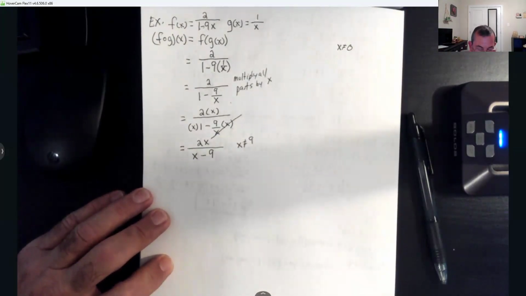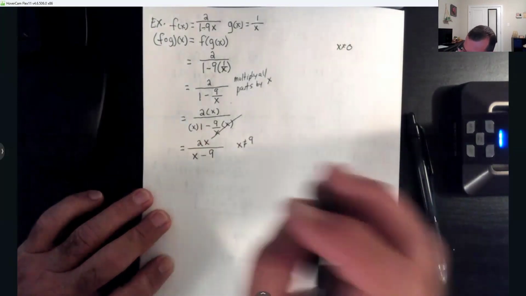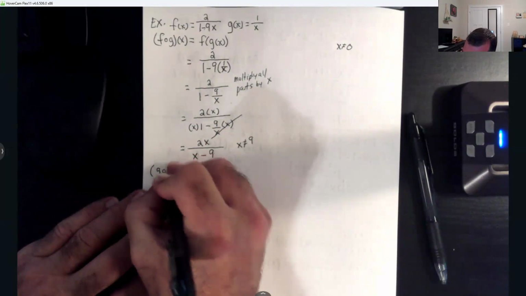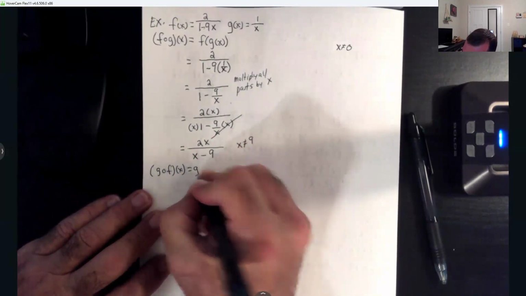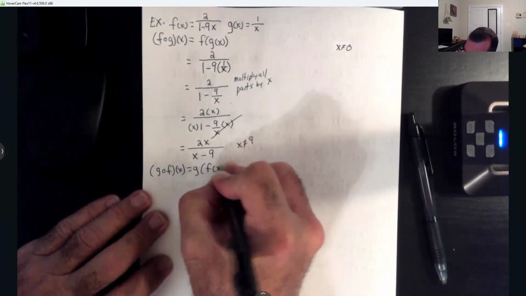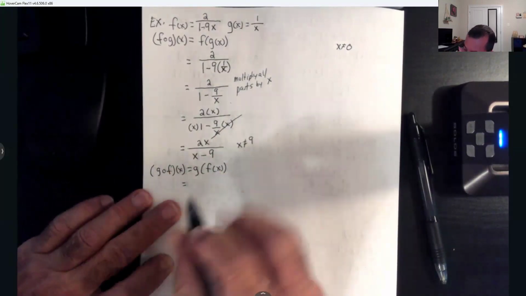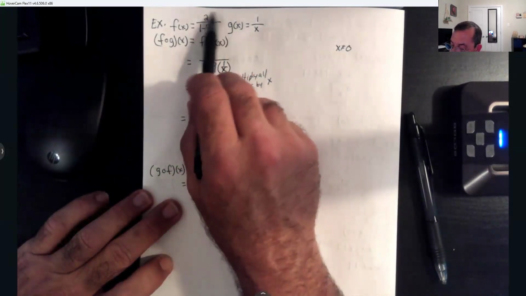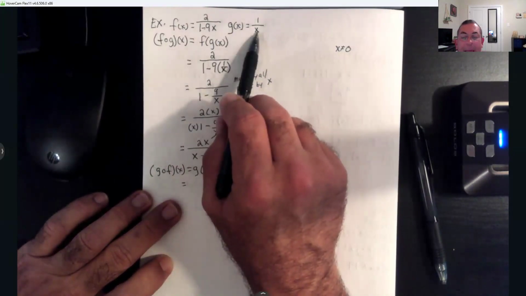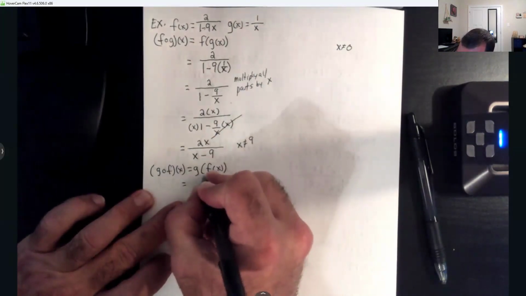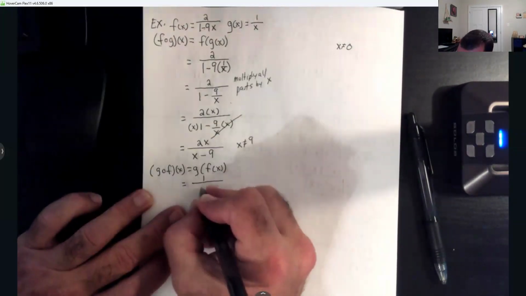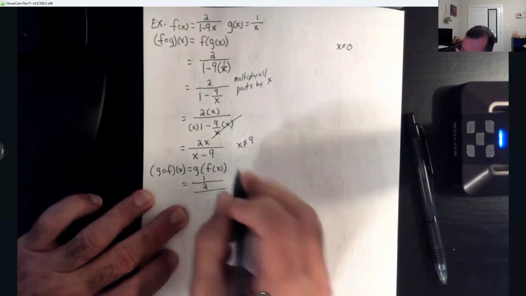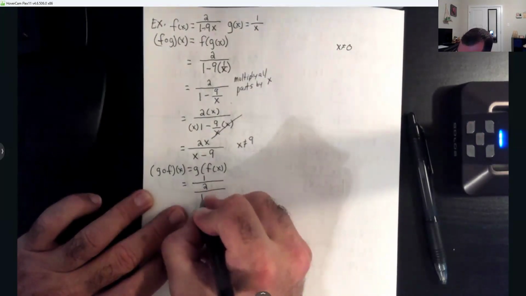All righty, now let me see here. Now we got to do what? G compose f of x. So that'll be a g of f of x. All right, y'all. So we take the g function and we're going to put this f of x in for that x. So that'll give us 1 divided by 2 over 1 minus 9x.